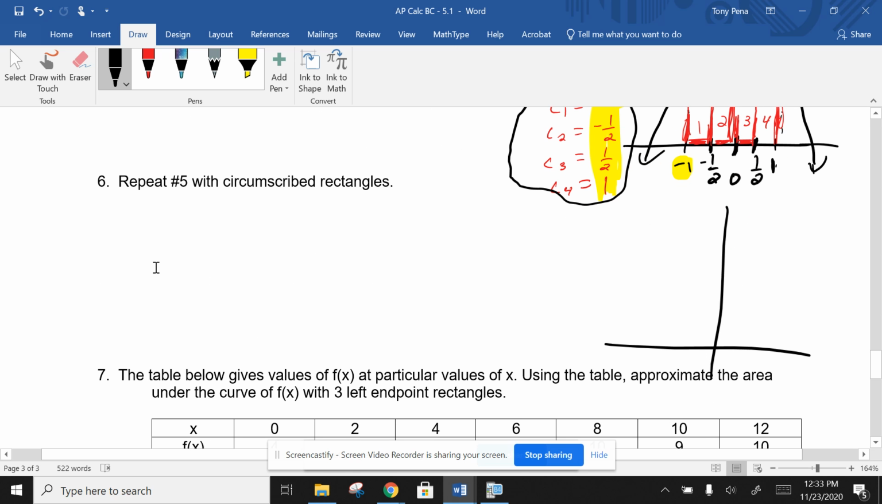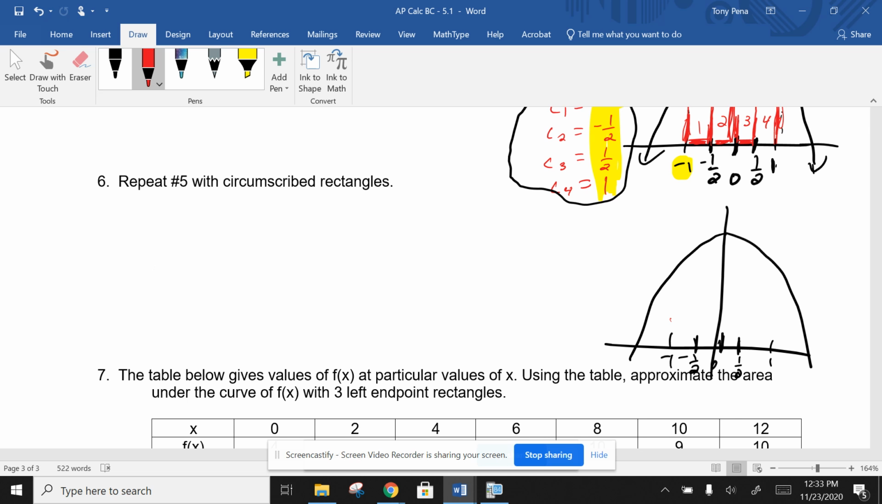All right, number 6. Same thing, sketching that same curve, still have -1 to 1. I still want you to use 4, so you're going to split that up. None of those details from above changed. So all this is the same. So we have our 4 rectangles ready. The only thing I now change is draw those in so they're circumscribed. So same idea, draw them all in, and then list out the 4 places where we're going to hit the curve to make sure they're all circumscribed.